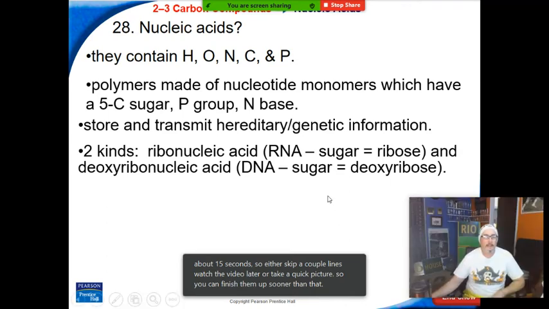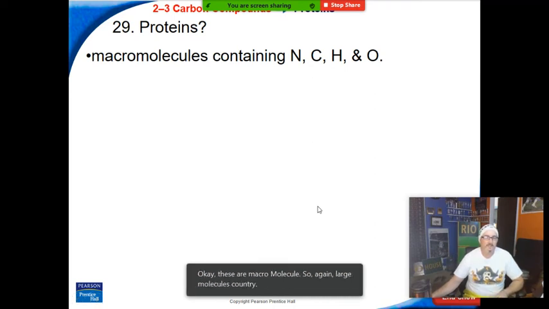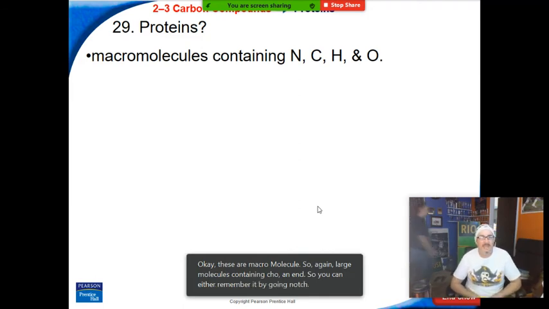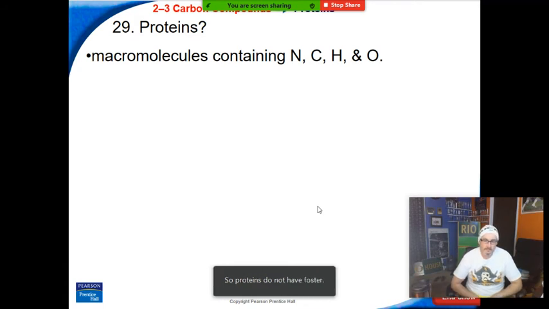All right, and proteins. Okay, these are macromolecules. So again, large molecules containing C, H, O, and N. You can either remember it by going notch, N-O-C-H, or chon, C-H-O-N. So proteins do not have phosphorus. Nucleic acids do.